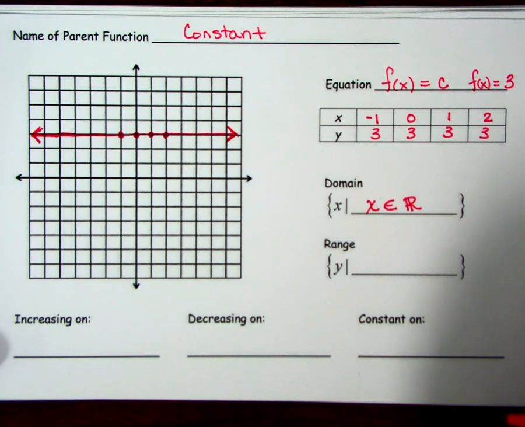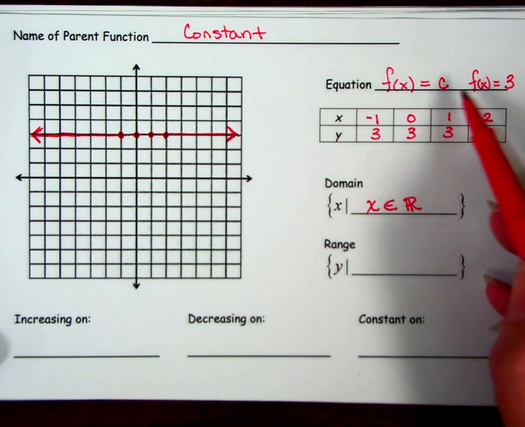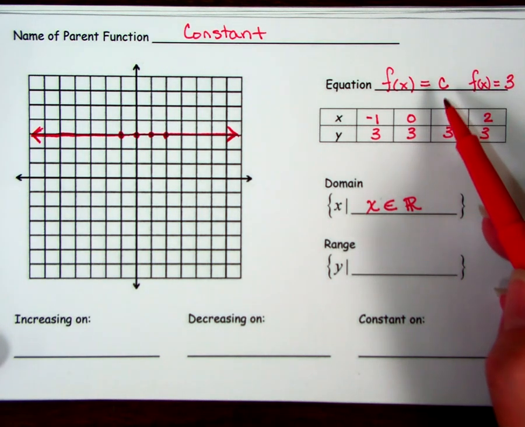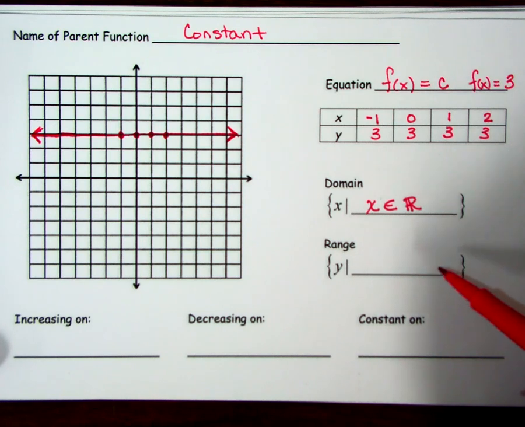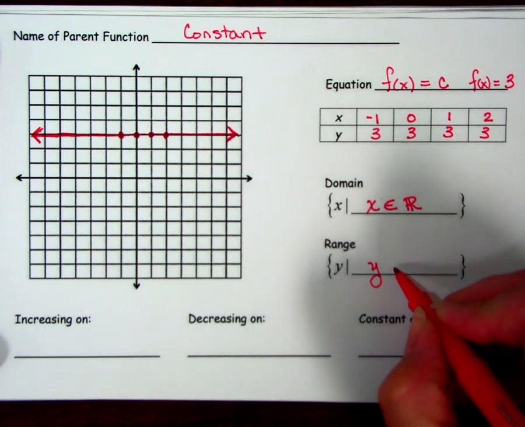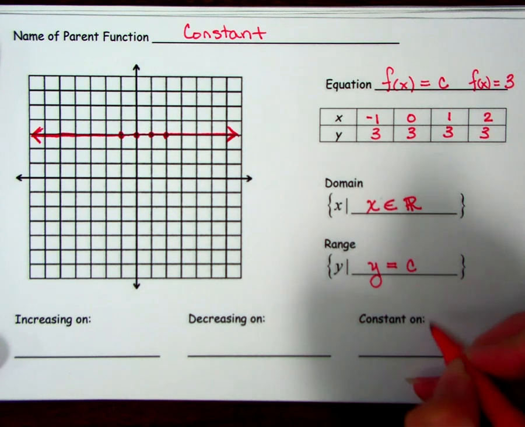The y values, for this one, since it says y is equal to 3, or in the general case, y is just equal to some constant number, then that means the y value is always going to be whatever that constant number is, no matter what x is used. And y is never going to be any other number. So that means for the range, all the possible y values here, it's just going to be y is equal to c.